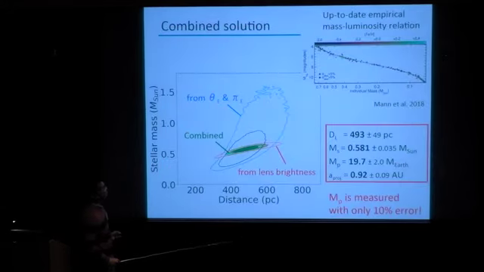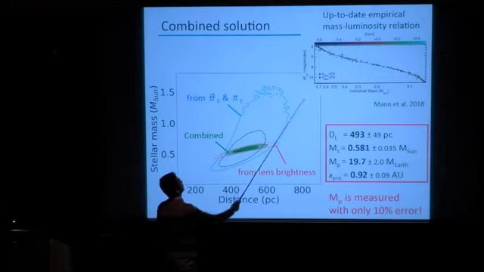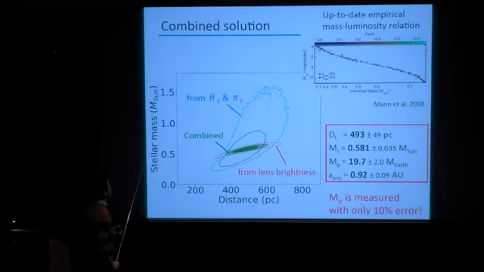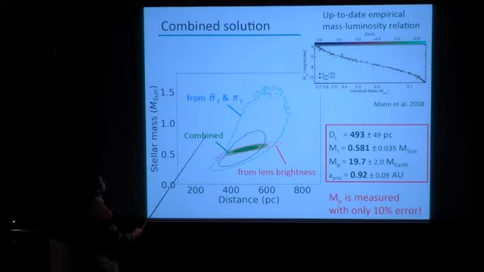So using this lens brightness and up-to-date empirical mass luminosity relations, we measured the mass and distance of the lens star, which is indicated by the red region, and which is fully consistent with the result derived from theta E and pi E. But the uncertainty of stellar mass becomes much smaller. And we combined these two measurements and derived the final solution, which is indicated by the green region.